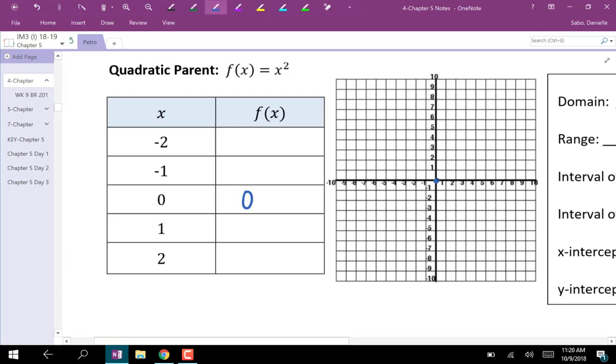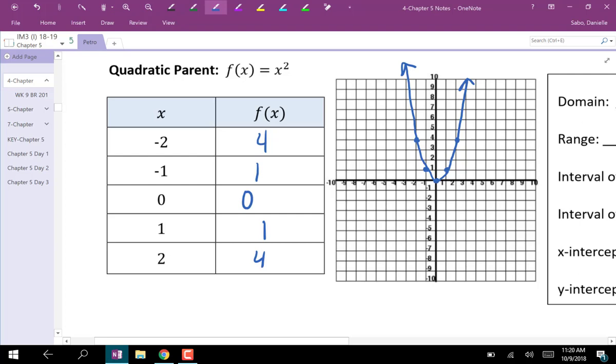Because what is 1 squared? Yeah, and what's negative 1 squared? What's negative 1 times negative 1? 1. Make sure you use those parentheses. Then we have 2 squared, which is 4, and then negative 2 times negative 2 is equal to 4. That's your quadratic. That's what we did last chapter. So I'm going to go ahead and graph that. 1, 1, 1, 1, 2 up 4, 2 up 4. And it looks like a U. This is what we did just last chapter.